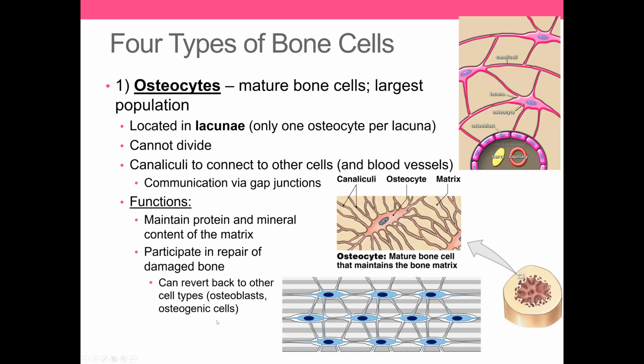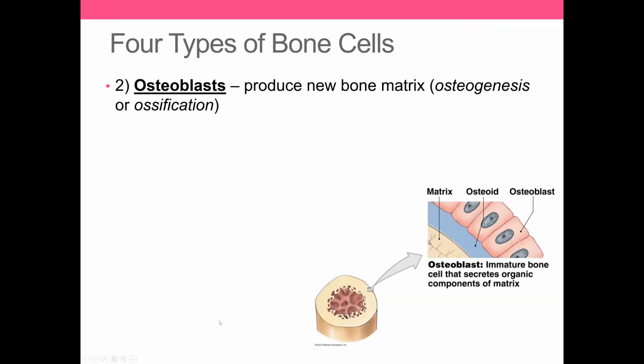And we're going to look at those cell types next. So the next type of cell is an osteoblast. These produce new bone matrix. So when you see the root word blast, think of that as a cell that is making something. So it's like a new cell making something new. So an osteoblast makes new bone matrix.